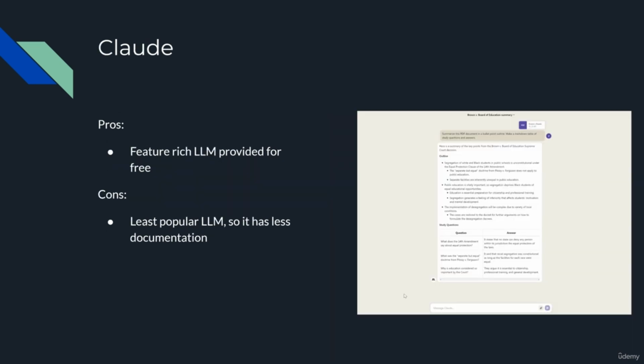Claude is an LLM built by Anthropic that was invested in by Google. The pro is that it's a very feature-rich LLM, probably rivaling OpenAI's ChatGPT Plus. The con is that it's probably the least popular big LLM, so it has less documentation and less of a following, therefore it might be harder to get support. It kind of looks like this. It's a very standard chatbot UI, and it's able to do advanced features like PDF search.